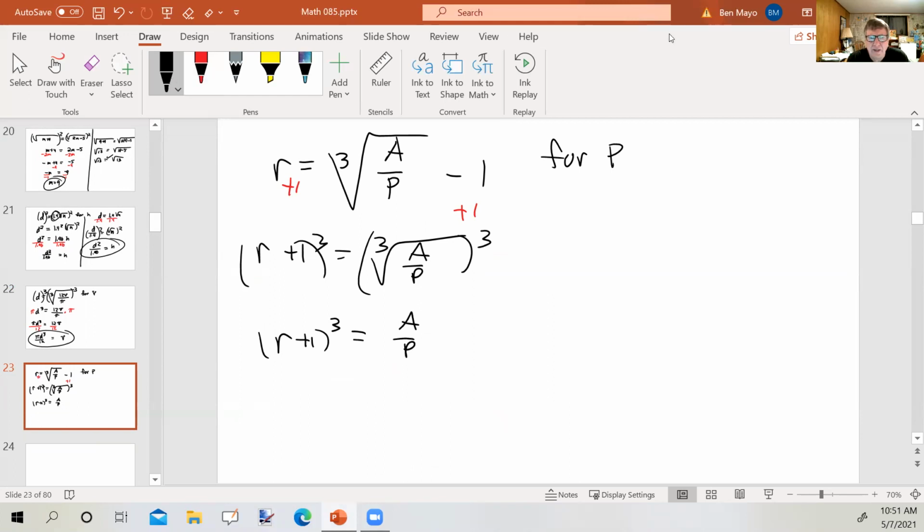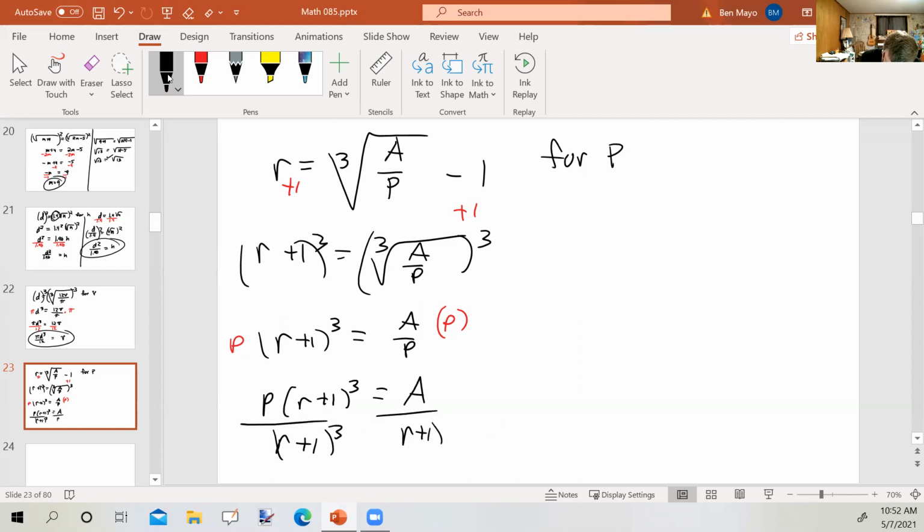I need to get p by itself, but p is in the denominator. So if I get rid of that a on top, I still won't have p, I'll have 1 over p. So I need to get p in the numerator. So I'm going to multiply both sides by p, which gives me p times r plus 1 cubed equals a. Now I can come back and divide both sides by r plus 1 cubed, and we get p equals a over r plus 1, the quantity cubed.